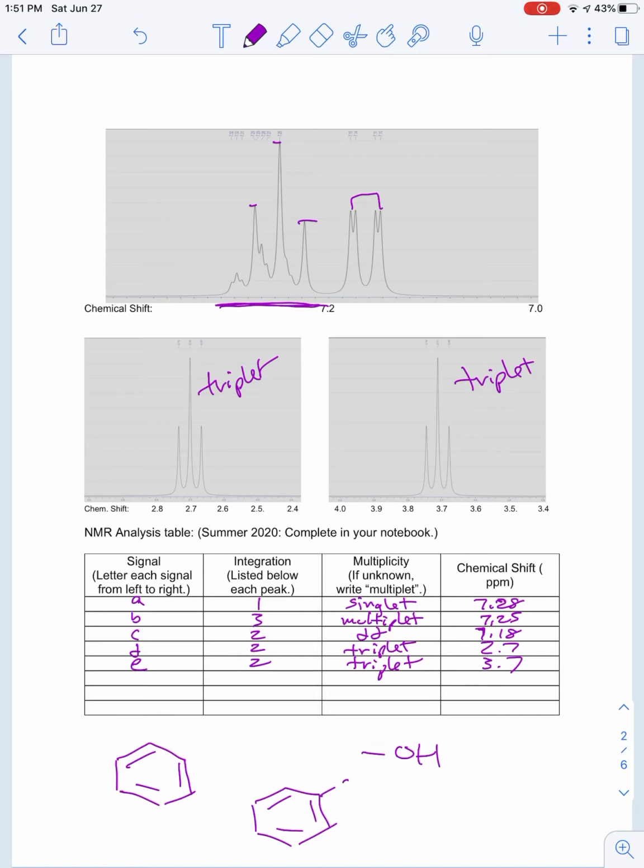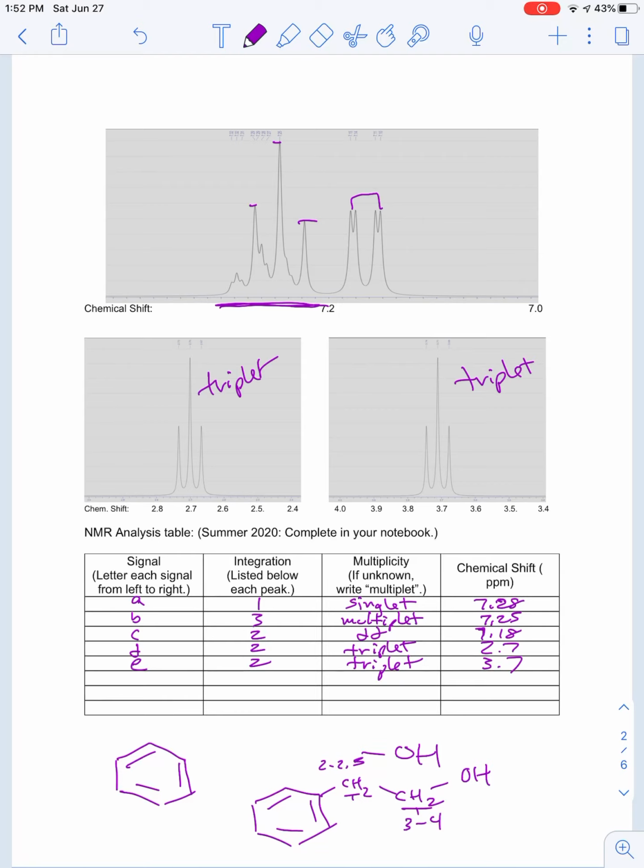So if I do a CH2 here and a CH2 here, keeping in mind that it's very unlikely that the OH is going to split, you don't necessarily need to count it as a neighbor to these two. So this one has 2 neighbors, and this one has 2 neighbors. So that could be a triplet pair. You can also look at the chemical shift. The chemical shift for a CH2 next to an aromatic ring is in the 2 to 2.5 range. And for this one next to an oxygen, this is going to be 3 to 4.